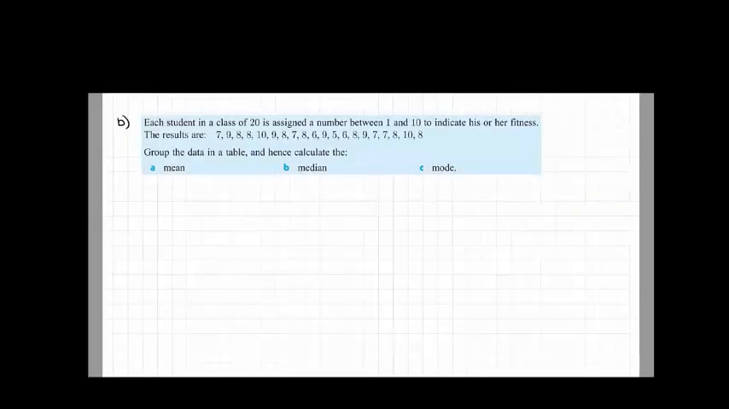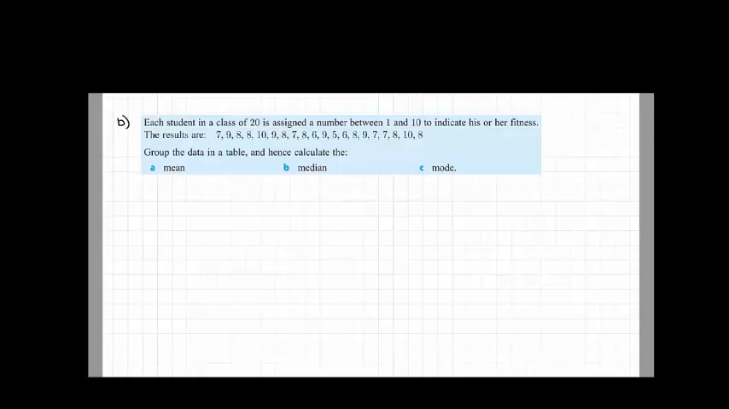Okay, the next part, part B. So here we have that each student in a class of 20 is assigned a number between 1 and 10 to indicate his or her fitness. We have the results there. Now it's asking us to group the data in a table and then calculate the mean, median and mode.